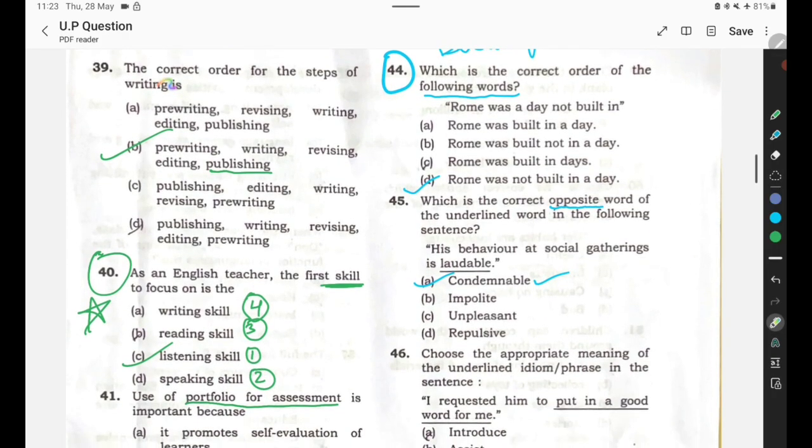Question number 39. The correct order for the steps of writing is pre-writing, writing, revising, editing, publishing.